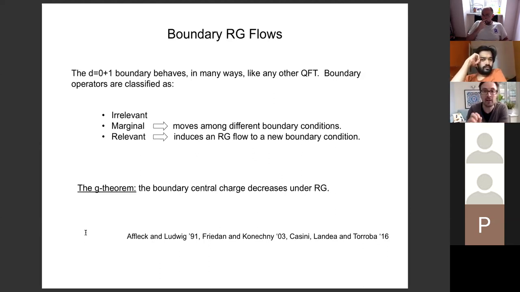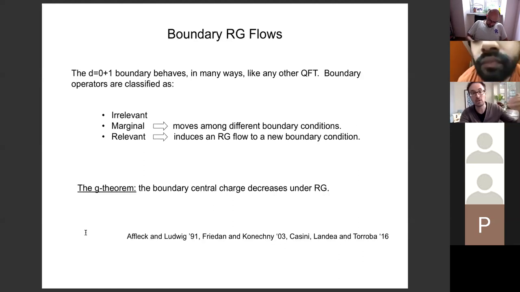Actually, I said that incorrectly, like any other quantum field theory. In particular, there are operators that one can insert on the boundary. Those operators can be classed by their dimension as irrelevant, marginal, or relevant. The marginal is when the dimension is equal to 1, because that's the space-time dimension of the boundary. If you add an irrelevant operator to the boundary, it doesn't change the boundary conditions for low energy scattering. If you add an exactly marginal operator to the boundary, it changes the boundary condition in some smooth way. So it moves you among a family of boundary conditions.